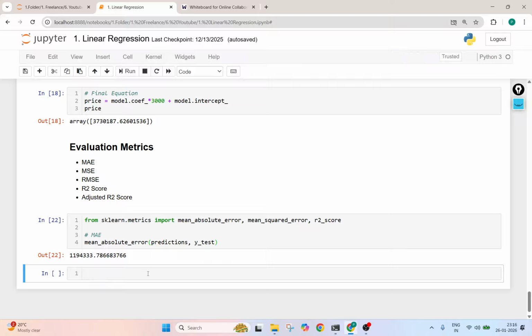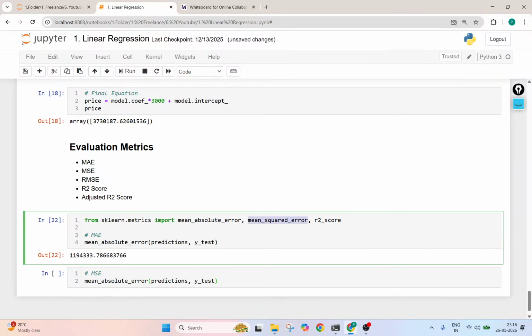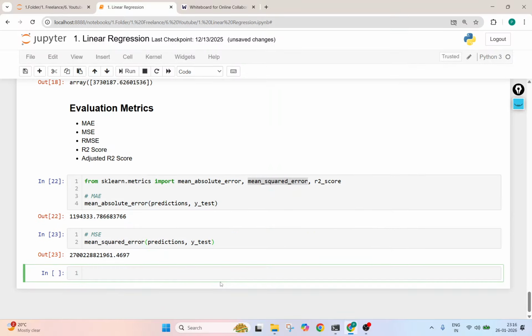All right. We can find the same for mean squared error. Now, mean absolute error, mean square error, or RMSE values need to be decreased, while R2 score and adjusted R2 score need to be increased. So for mean squared error, I'll take mean squared error, same thing. Okay. I can also find for the RMSE value.